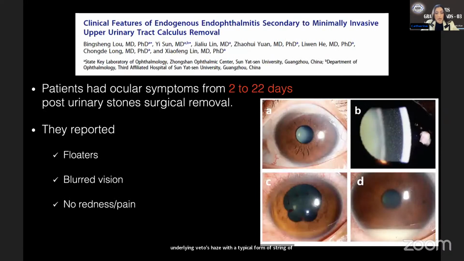According to this study from China, there were 17 cases in 12 patients of endogenous endophthalmitis after minimally invasive upper urinary tract calculus removal. The patients' ocular symptoms manifested from day 2 to 22 post-surgery. Patients reported floaters and blurred vision, while redness and pain were absent.